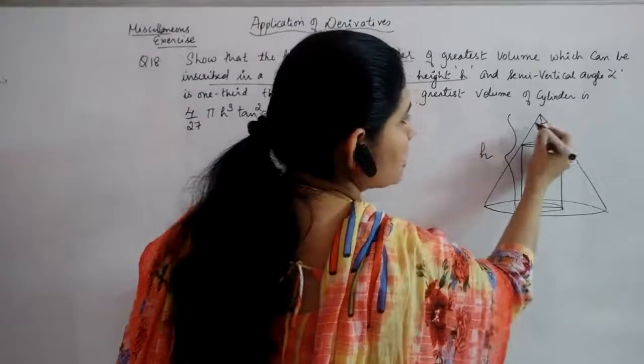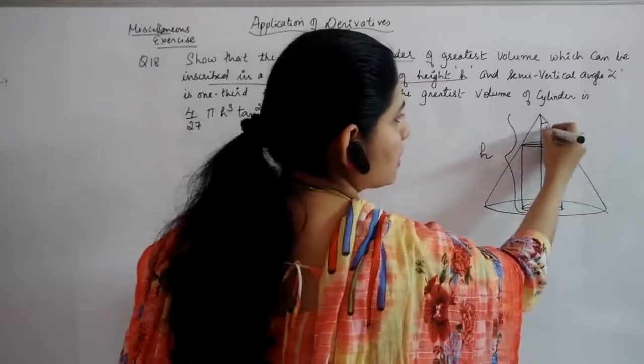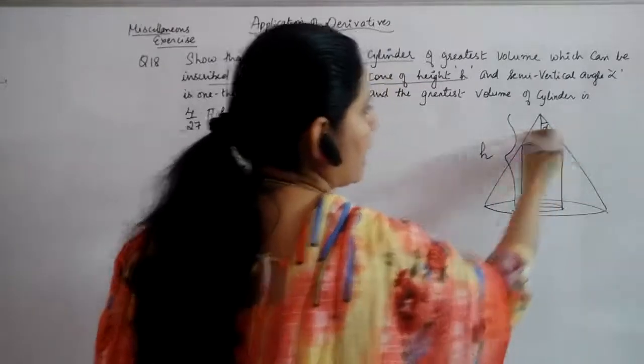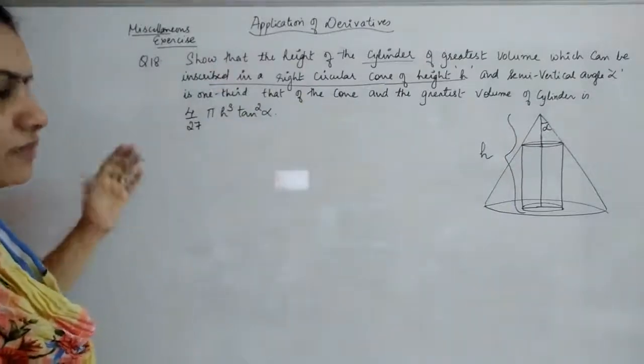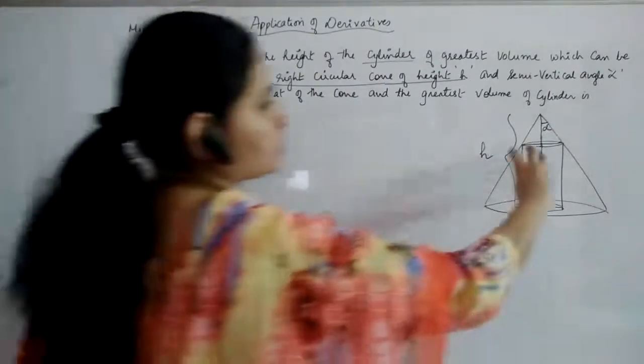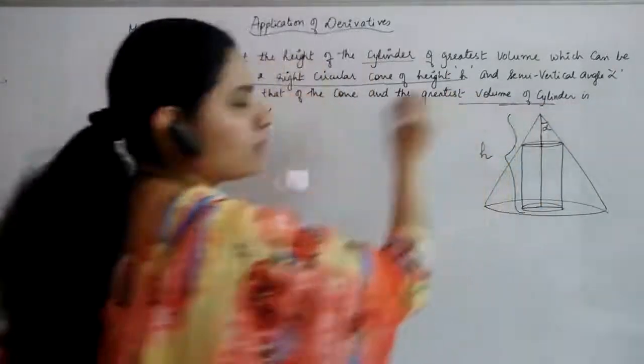Semi-vertical angle means this is the vertical angle, so semi-vertical angle means half of this. So this is given to be alpha. h and alpha are acting as constants. So we have to get one thing, that is the volume of the cylinder, which should be maximized.